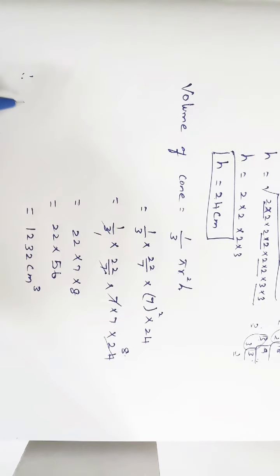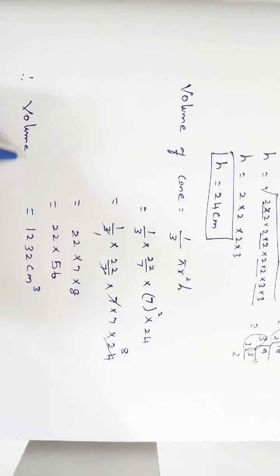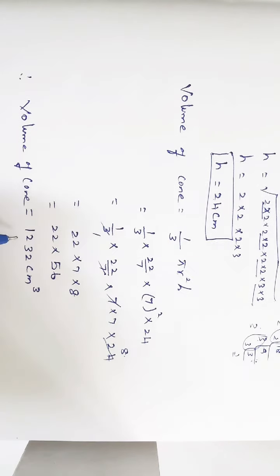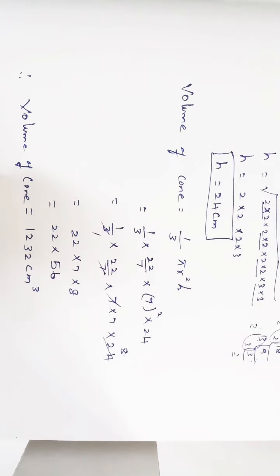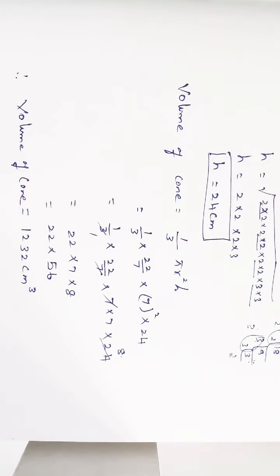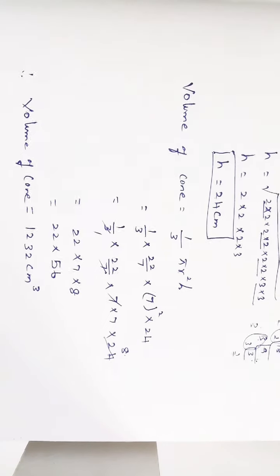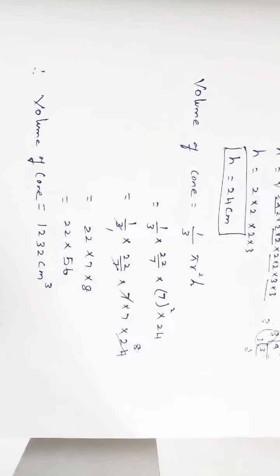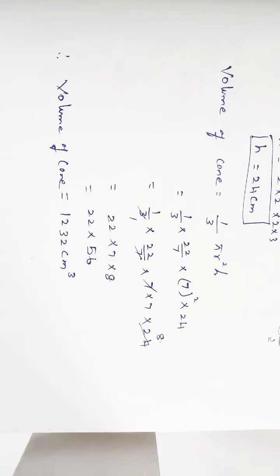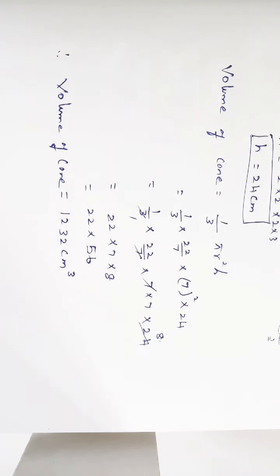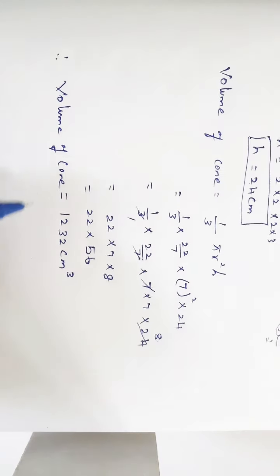So therefore the volume of the cone is equal to 1232 centimeter cube. But what do they ask you to find? They ask you to find the capacity, the volume of the conical vessel in liters, right? So we have to convert into liters. How do we convert into liters? Already we know that 1000 centimeter cube is equal to 1 liter, right? So divide by 1000.